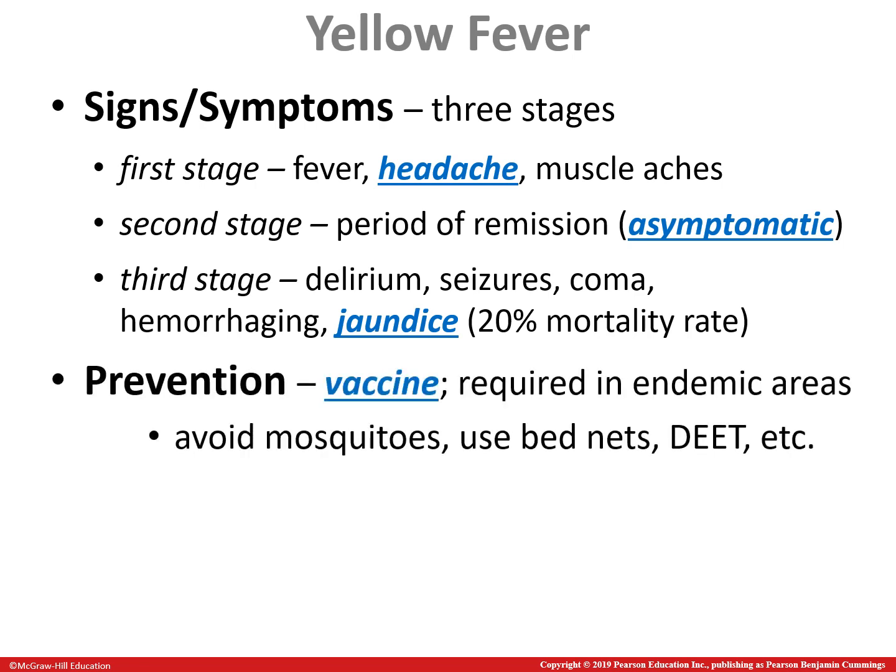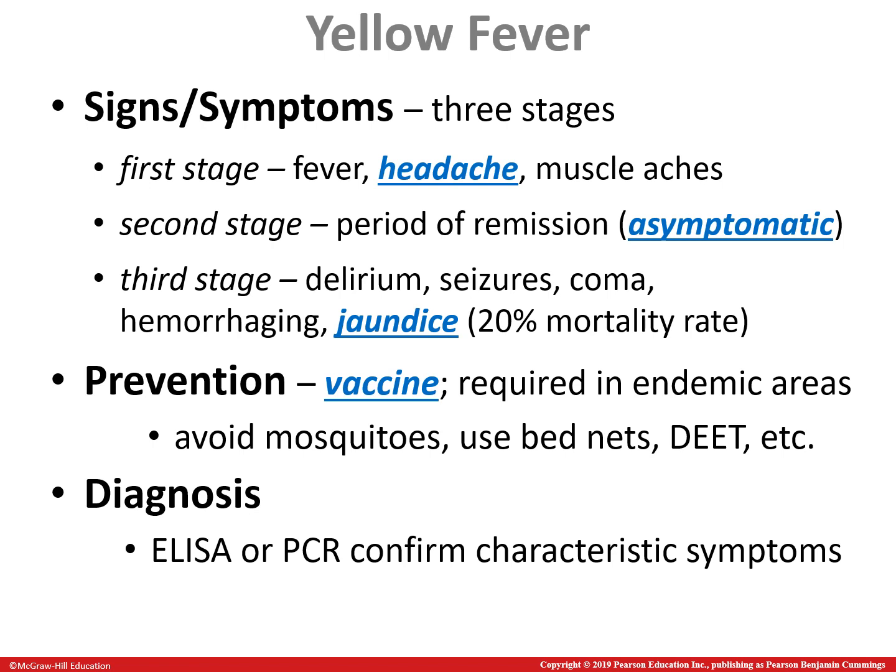Prevention, again, we do have an effective vaccine, and it's required for those that live in endemic areas, and it's also required for travelers going to those endemic areas. So when visiting those areas, obviously avoid mosquitoes, use bed nets in endemic areas, and use DEET or other insect repellents. For diagnosis, there is an ELISA and DNA or PCR test that can confirm based on symptoms or known exposures. But for treatment, there are no antivirals. We just have to give supportive care depending on the symptoms.